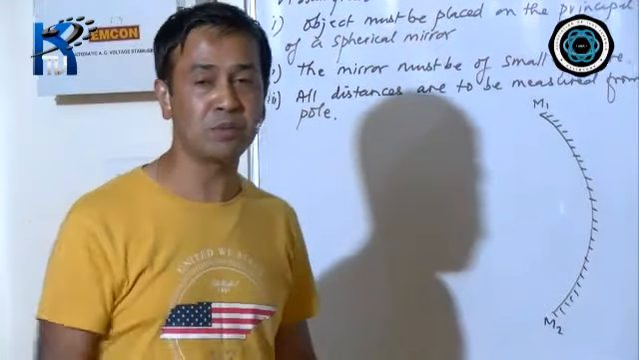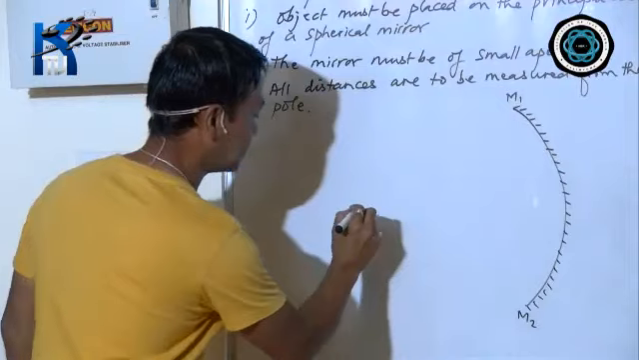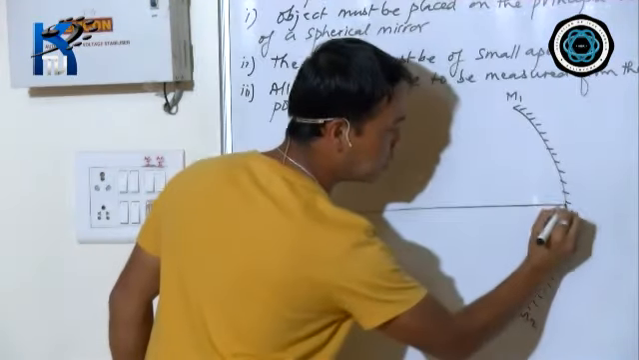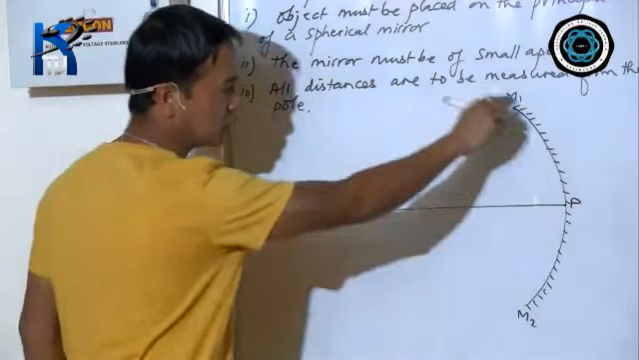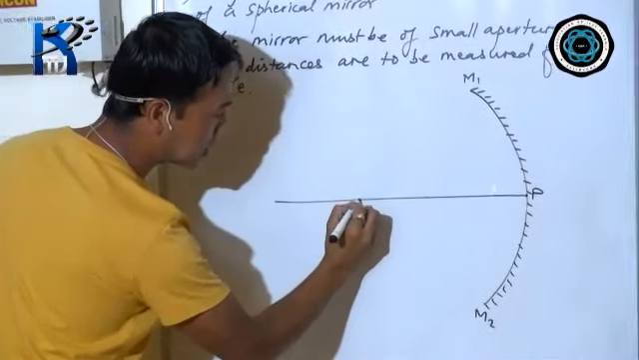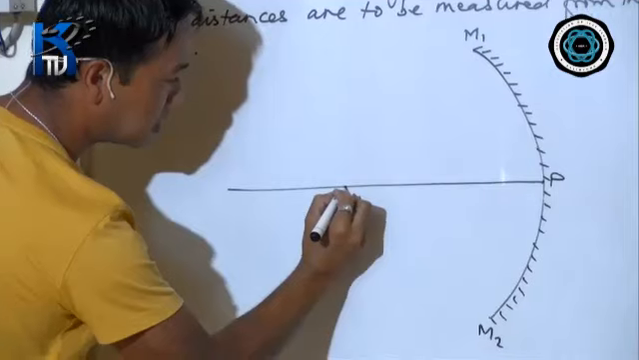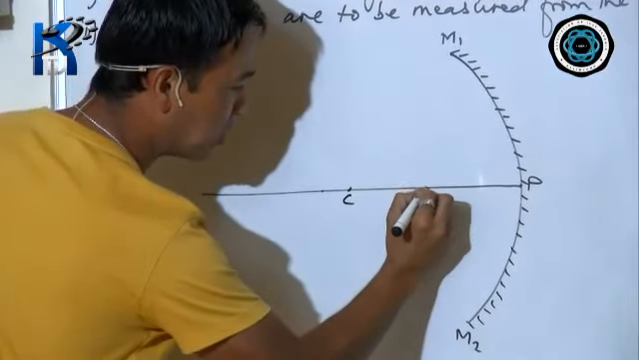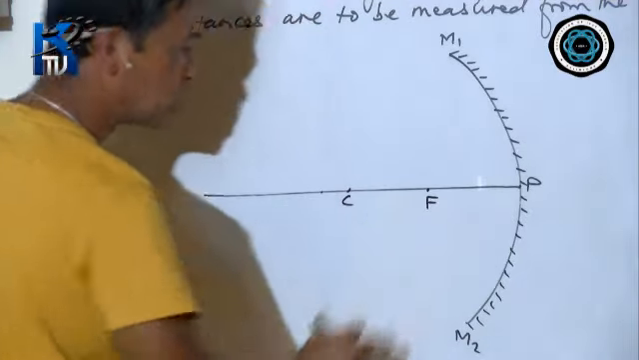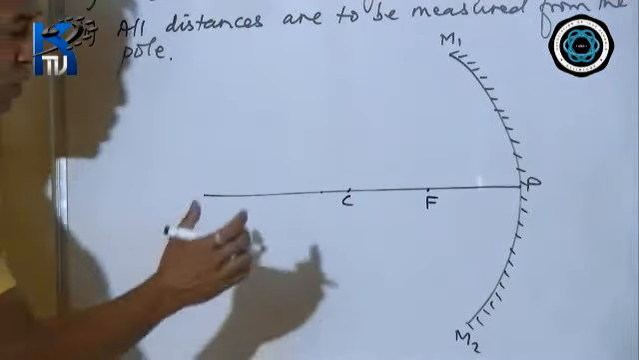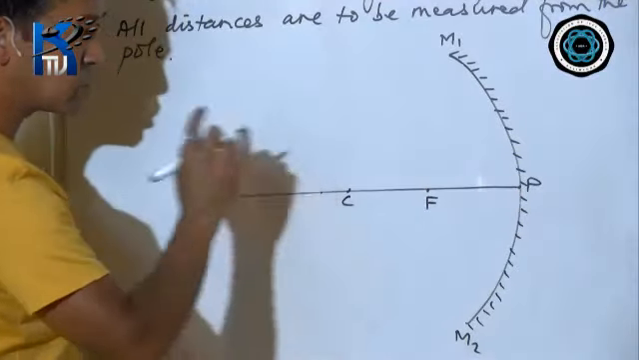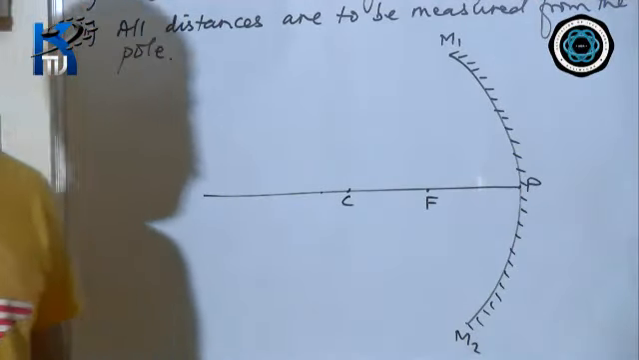That means it forms in front of the mirror. For that, I take a point called P, the pole. Every mirror has a center of curvature. Let me mark the center of curvature somewhere out there, and we mark another point as F. This is not an exact length or distance. We are taking approximate positions of the pole, focus, and center of curvature of a concave mirror.